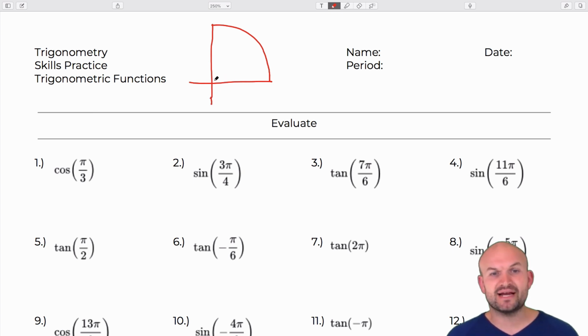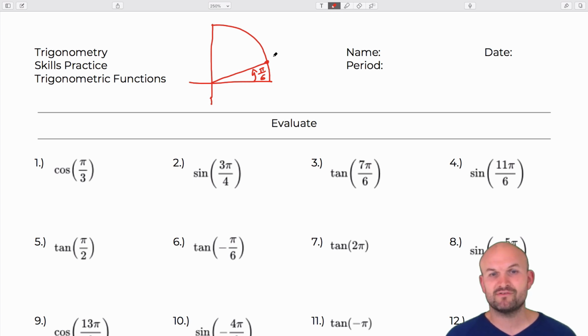But I am going to show some of my shortcuts, because obviously if I'm going to be working through these problems step by step, every single one, it's going to take way too long. So I think the first thing is we need to make sure we understand the unit circle here. So exactly the angles that make up the unit circle.